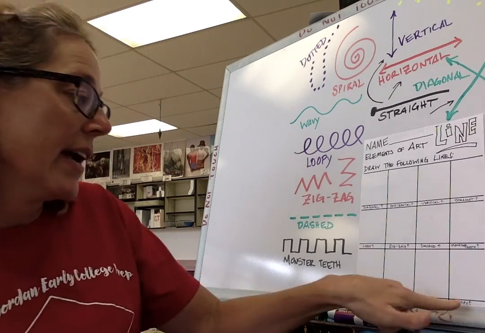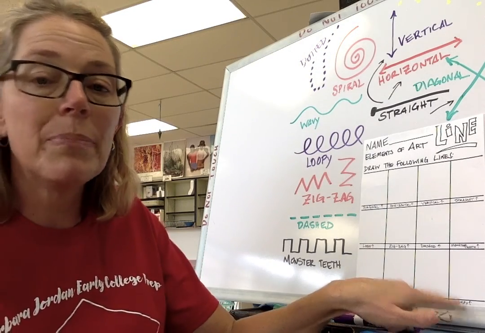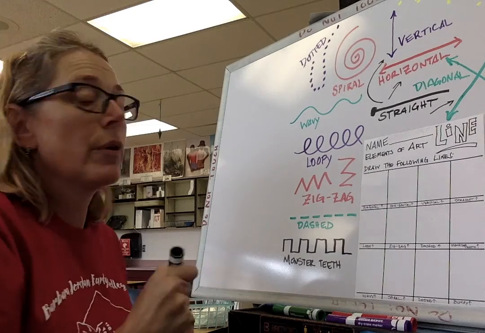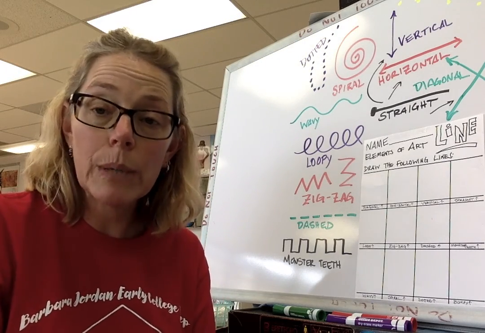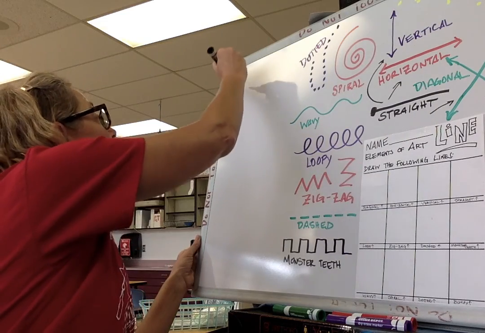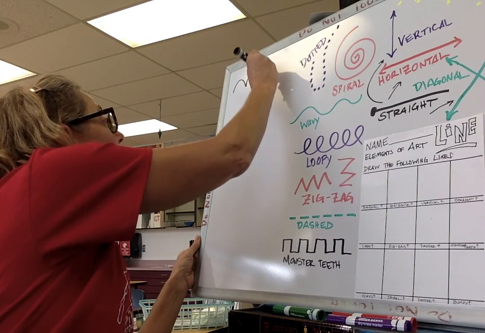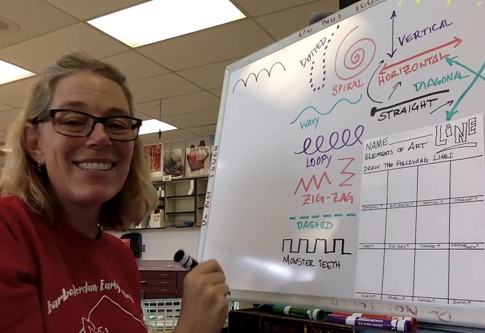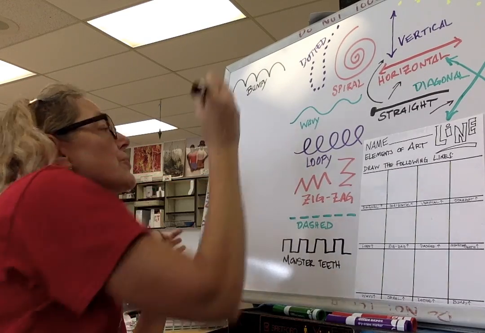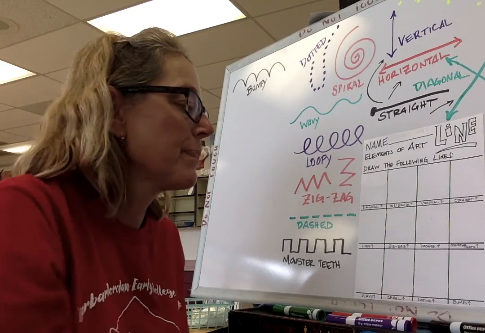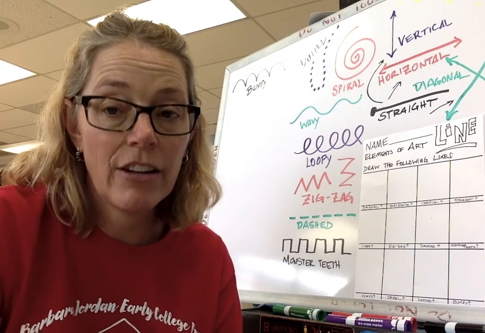All right, and the last one says bumpy, okay? I want you to imagine a frog or a rabbit hopping. Boing, boing, boing, boing, right? So bumpy line, boing, boing, boing, boing. Easy, right? Now some people also draw hills. Okay, so there's our lines, all right?